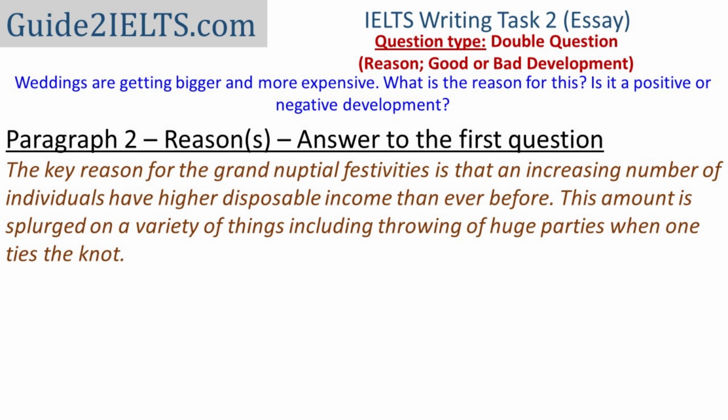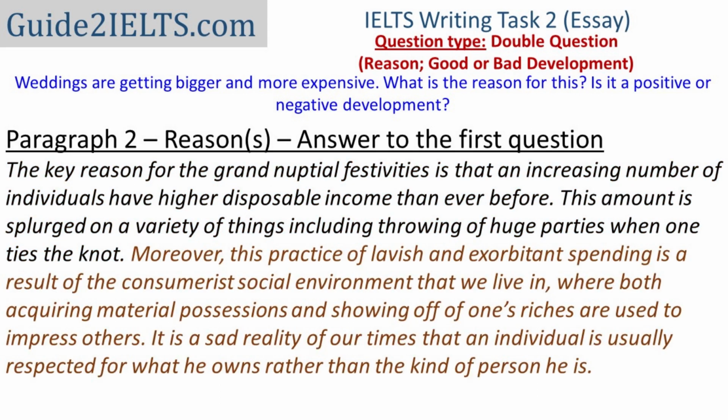I could just end the second paragraph here, or I could include the showing off part. Moreover, this practice of lavish and exorbitant spending is a result of the consumerist society, or I could write consumerist social environment that we live in, where both acquiring material possessions and showing off one's riches are used to impress others. It is a sad reality of our times that an individual is usually respected for what he owns rather than the kind of person he is.